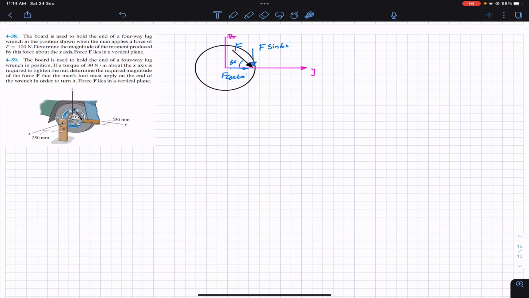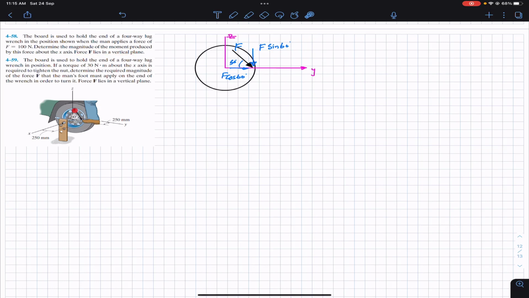Now we are going to solve this problem that says that the board is used to hold the end of a four-way lug wrench in the position shown when the man applies a force of 100 Newton. Determine the magnitude of the moment produced by this force about the x-axis. Force F lies in vertical plane.